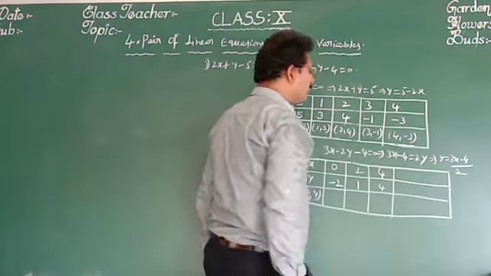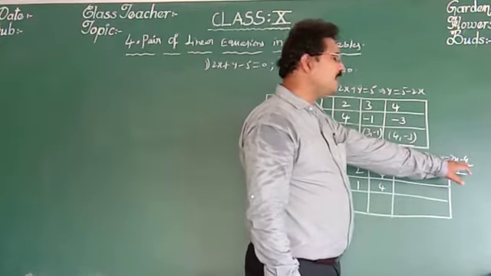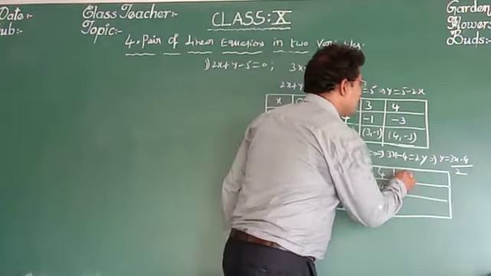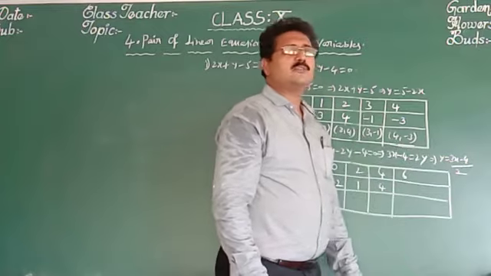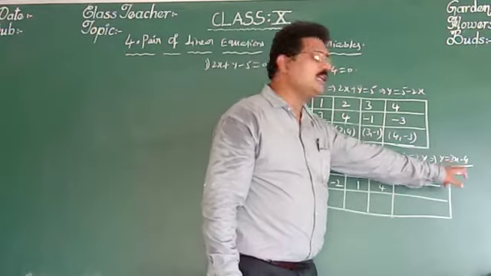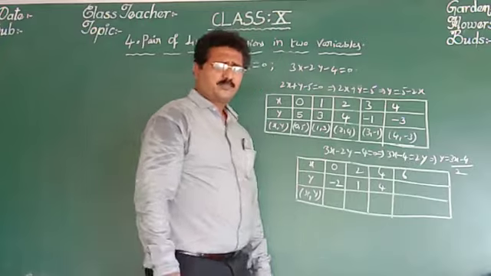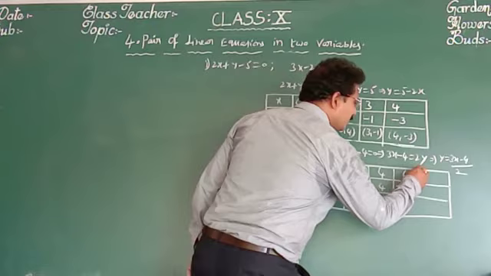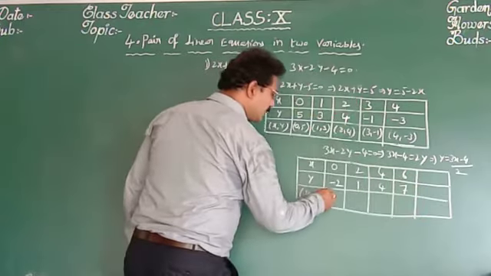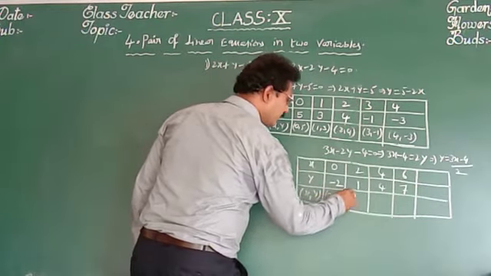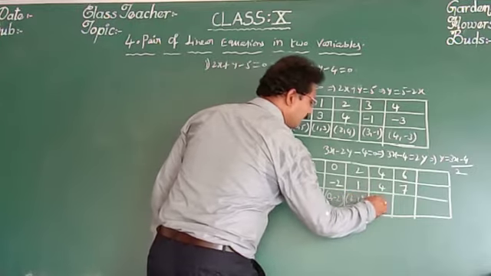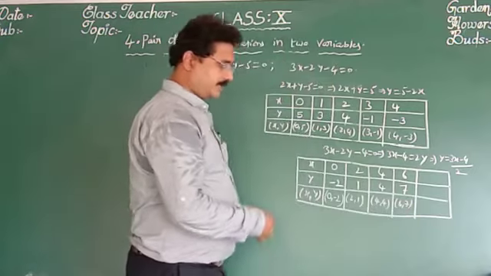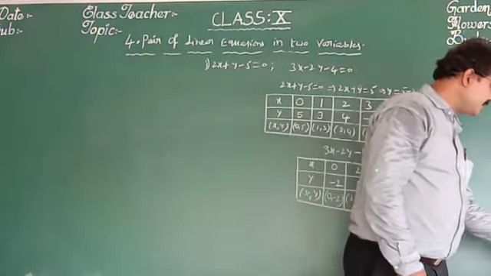Now put x is equal to 5. 3 5s are 15 minus 4, 11 by 2. X is equal to 6. If x is equal to 6, 3 6s are 18 minus 4, 14. 14 by 2 is 7. Now let us draw that: 0 comma minus 2, 2 comma 1, 4 comma 4, 6 comma 7. Now these are the points.